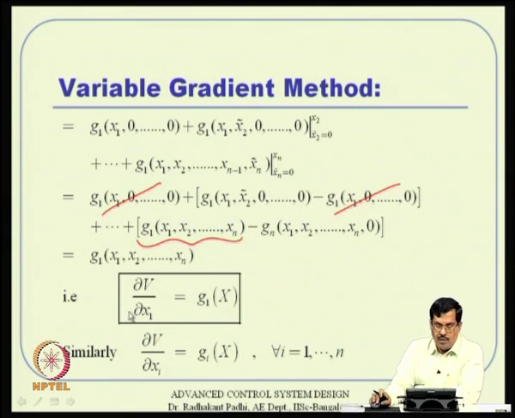Similarly, del v by del x2 will be nothing but g2, del v by del x3 will be nothing but g3, like that. So that del v by del xi is nothing but gi. So, that is how we will be able to show both actually.